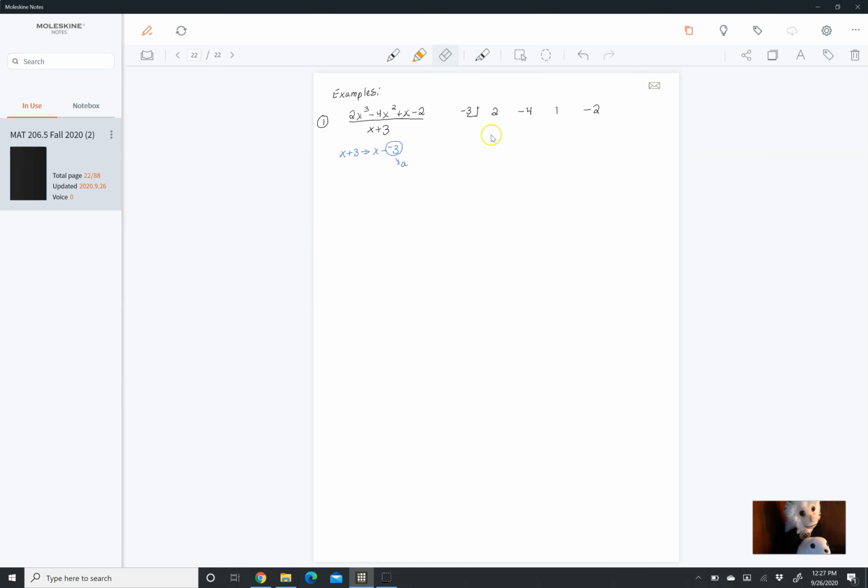Now we're going to take the 2 and we're going to carry it down. Remember, we bring down first. That's because when we divide, we're saying how many times does x go into 2x cubed? Think about what the quotient would be. In the quotient, we would be putting 2x squared, okay? So the coefficient in the quotient is the same. So we get a 2 here.